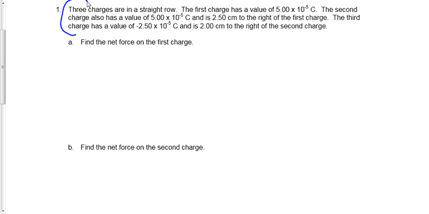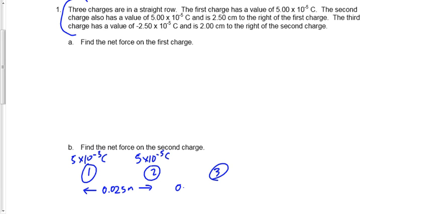It says we have first charge, it's 5.00 times 10 to the negative 5 coulombs. We call that charge number 1. It's positive 5 times 10 to the negative 5 coulombs. We got a second one that is also 5 times 10 to the minus 5. And it's 2.5 centimeters to the right of the first one, or 0.025 meters to the right of the first one. Then the third one over here to the right of the second charge, it's 0.02 meters to the right of the second charge, or 2 centimeters to the right of the second charge. And we know its charge is negative 2.50 times 10 to the minus 5 coulombs.